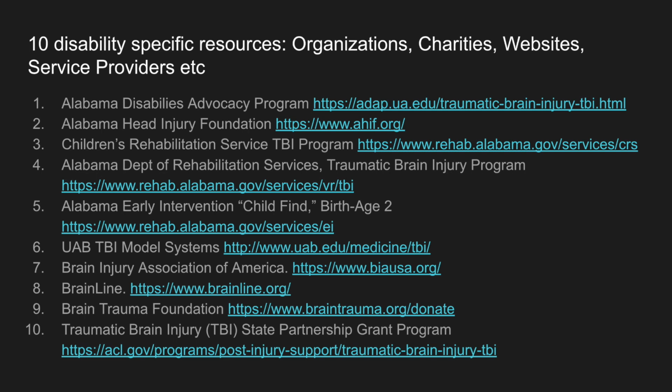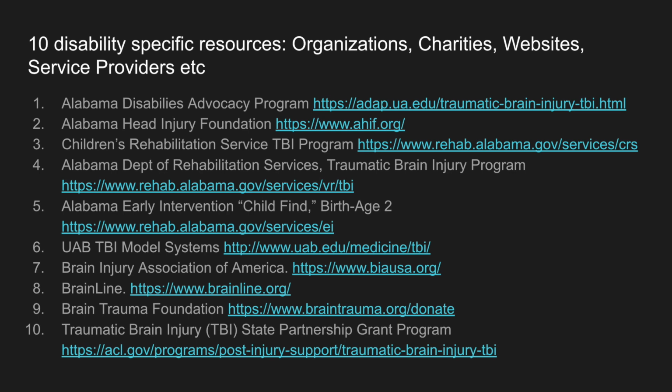Ten disability-specific resources: organizations, charities, websites, service providers, etc. Here are 10 that I found that I really used to understand. I wouldn't say I used them as references for this PowerPoint, but I took a deep dive and really studied. The Alabama Disabilities Advocacy Program is amazing. The Children's Rehabilitation Service TBI program is very good for getting kids and families moving back into that new normal. The Alabama Department of Rehabilitation Services is the same way. They help adults as well.